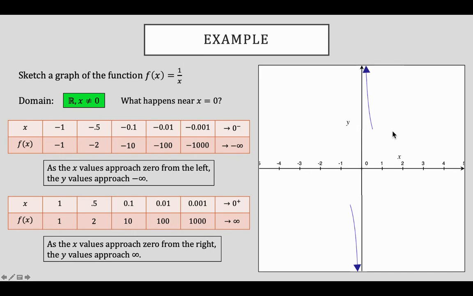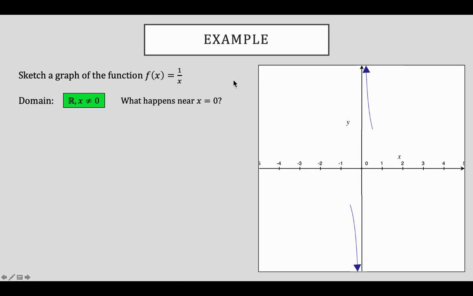And so that means on our graph, as the x values get closer and closer to 0 from the right, the y values have to go up and up and up. Okay, all right, so a little bit of analysis of our graph there. Let's now talk about the end behavior.